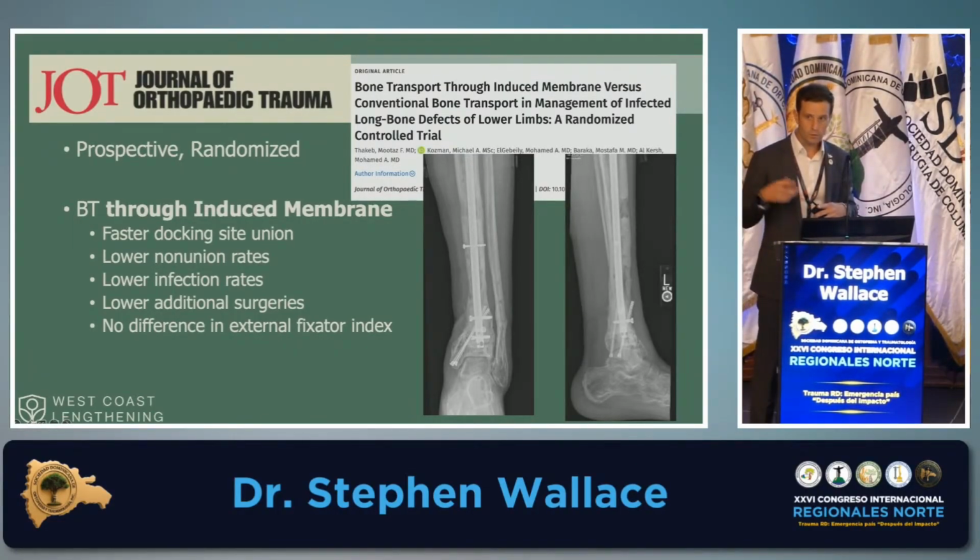This is a study that came out about a year and a half ago, basically combining bone transport with Masquelet. They found that if you had Masquelet, stage 1, put a spacer in and had this pseudomembrane, that rates of union at the docking site were improved if you had a Masquelet done before. So they had faster docking site union, lower non-union rates, lower infection rates, lower additional surgeries, and no difference in how long people were in the external fixator. So I thought that was helpful.